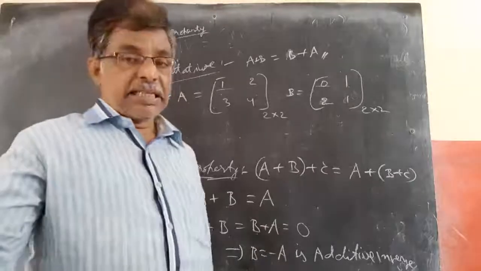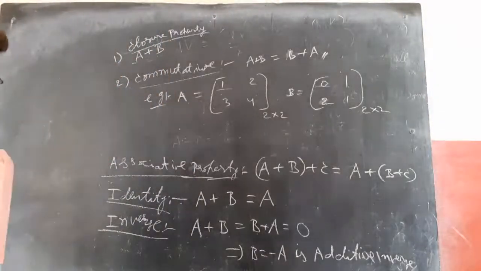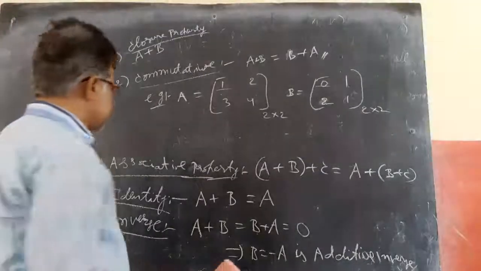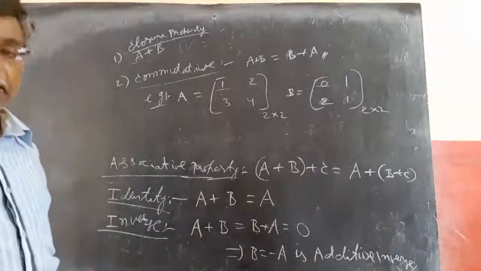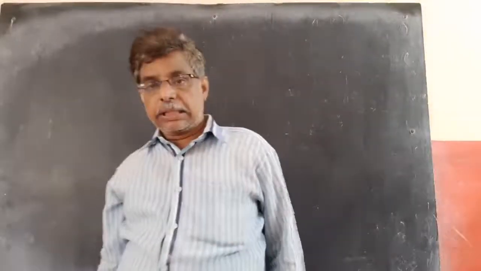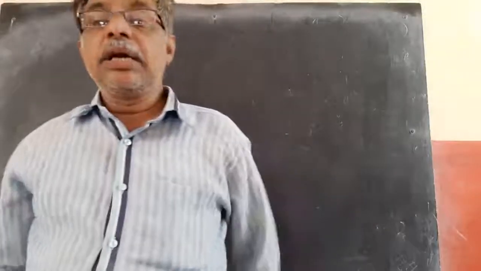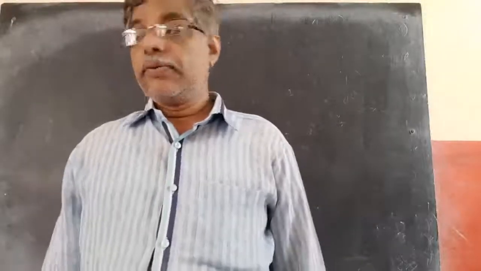Now these are the addition properties: closure, commutative, associative, identity and inverse properties. We discussed it in matrices. Same we will discuss for multiplication. Now we will discuss some exercise problems on this addition and equality of matrices basics. First, exercise 3A first sum.